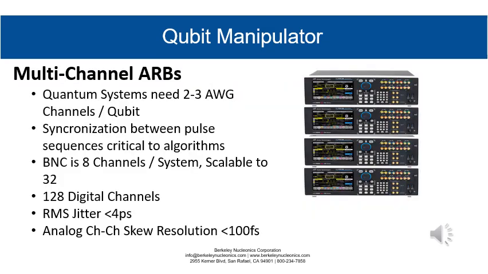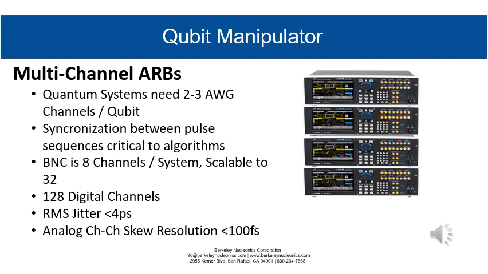The typical quantum system needs 2 to 3 arbitrary waveform generator channels for proper control of each qubit, and the synchronization between the pulse sequences is a key point for the success of the algorithms and tests. The BNC Model 685 offers 8 highly synchronized channels and a scaling multi-instrument feature that allows you to control and synchronize up to 4 units to build a system made of 32 analog channels and 128 digital channels, perfectly integrated with our TrueARB software. The RMS jitter is extremely low, typically below 4 picoseconds.